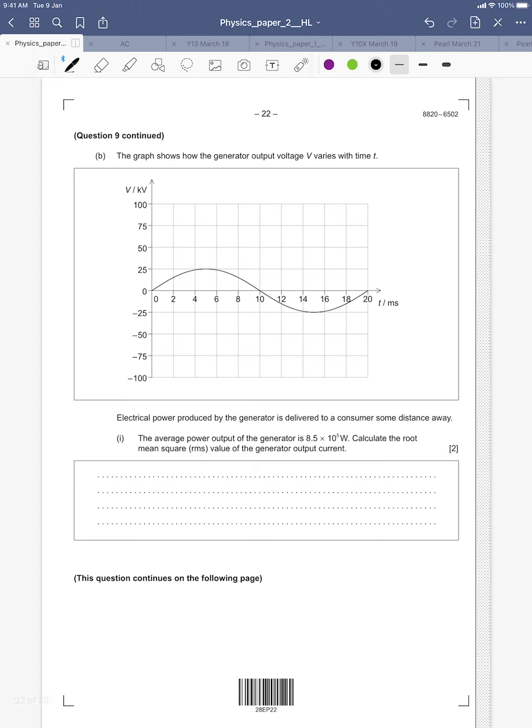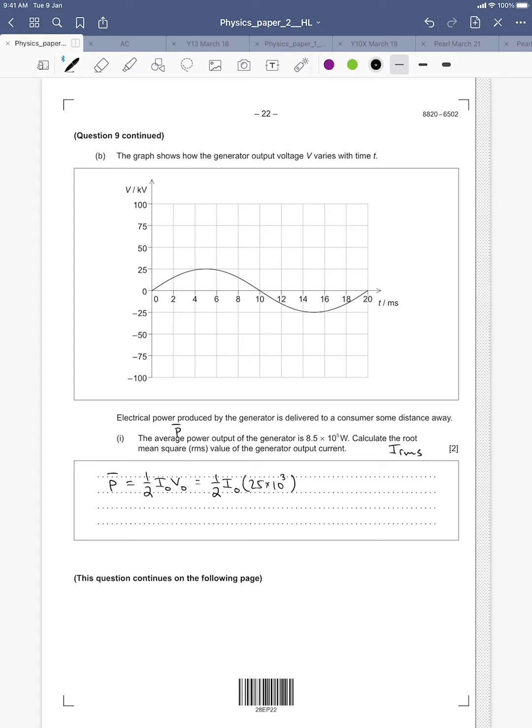Then here we have the output voltage, and it's this sinusoidal variation. It tells us what the average power output of the generator is. So that's P bar in the formula booklet. Calculate the root mean square value of the current, the I RMS. Well, if we look in the formula booklet, you can see that the average power is half times the peak power, which is peak current and peak EMF. We can read off the peak EMF from the graph. That's 25,000 volts.